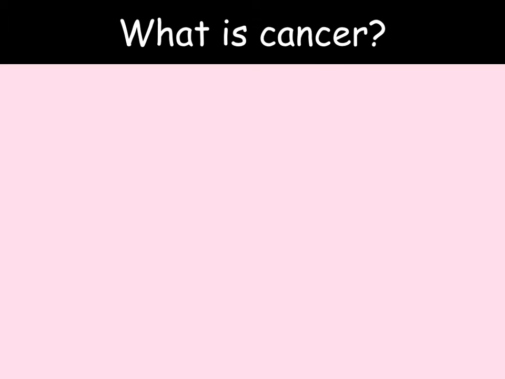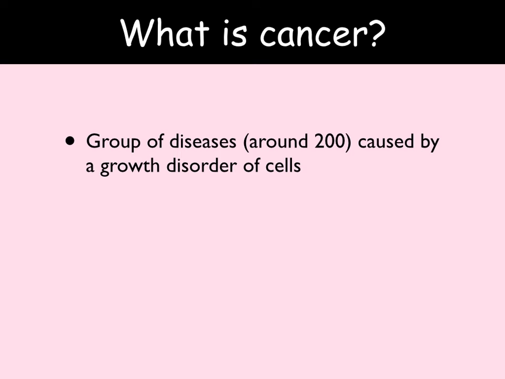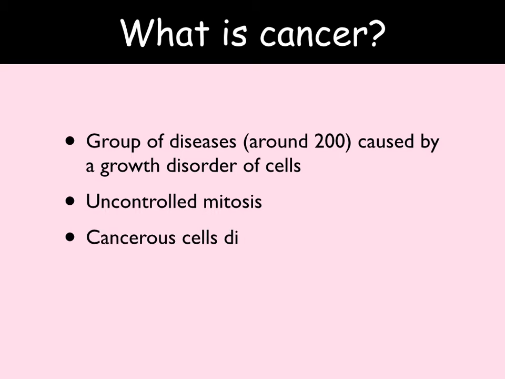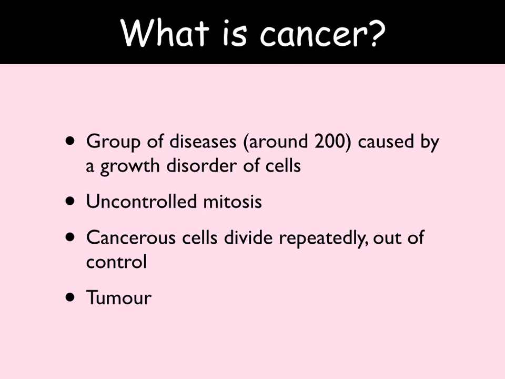So what is cancer? It's a group of diseases caused by a growth disorder of cells. They are the result of uncontrolled mitosis. The genes that control mitosis and the cell cycle get damaged, so you have cancerous cells dividing repeatedly and out of control. This will result in a tumour, which is an irregular mass of cells.